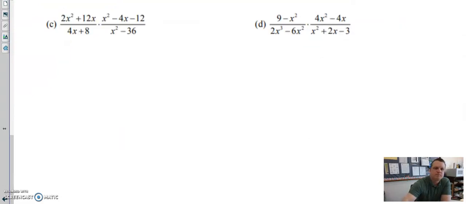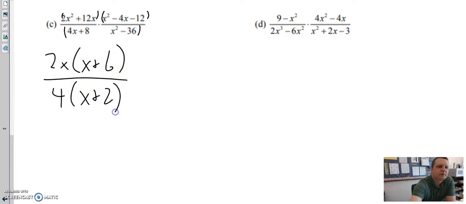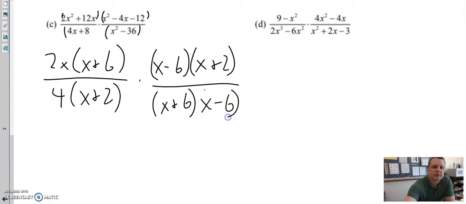Letter C. Binomials, put them all in parentheses. Descending order. They are all in descending order. Take out a 2x, x plus 6. Take out a 4, x plus 2. Times, 2 sets of parentheses. It's a trinomial, x and x. Factors of negative 12 that give you negative 4: minus 6, plus 2. All over difference of 2 perfect squares, x plus 6, x minus 6.